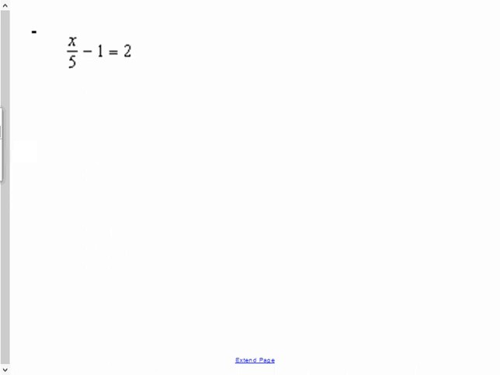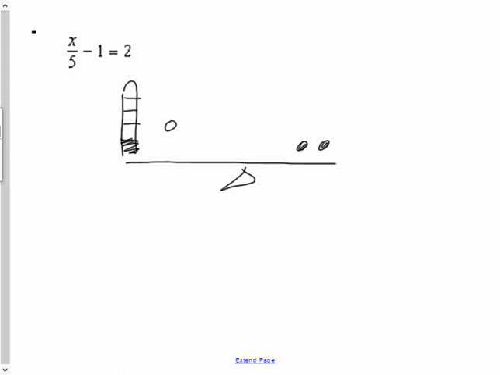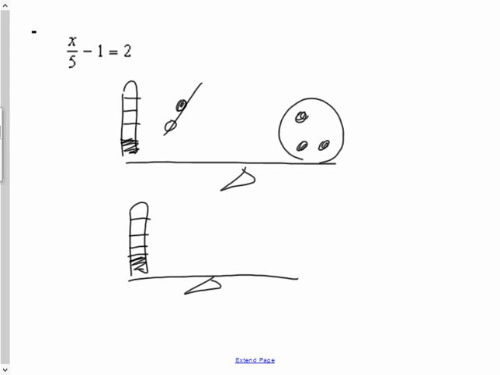In the next question, we have a fifth of x. So again, just like the one we just did before in the true-false, there's a fifth of x minus 1 equals 2. So the first thing I do is get rid of my constant by adding 1 to both sides. This is a 0 pair. There are no 0 pairs over here, just 3. So we have a fifth of x equals 3.